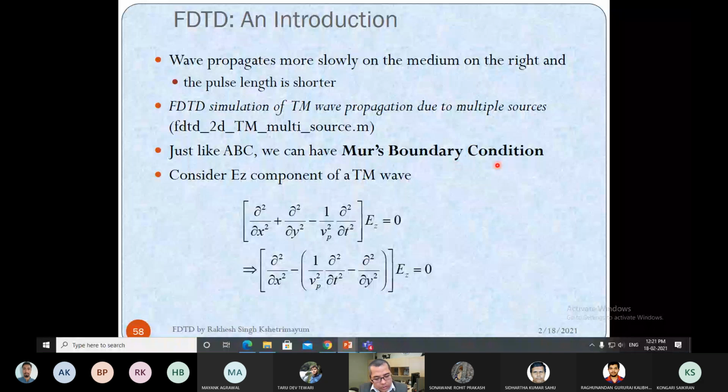So let's say you have a TM wave, and consider that it has only an Ez component. This is the wave equation: del square by del x square plus del square by del y square minus 1 by v phase square del square by del t square, acting on Ez. Ez is the field you want to calculate. Now you can separate out this term, del square by del x square, and combine the second and third terms.